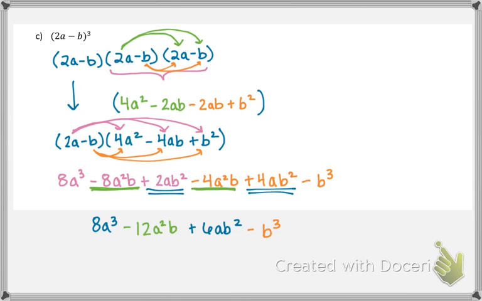When you've got three things that you're going to multiply, you can multiply any two of them first, it's up to you which one, and then multiply the result by the third.